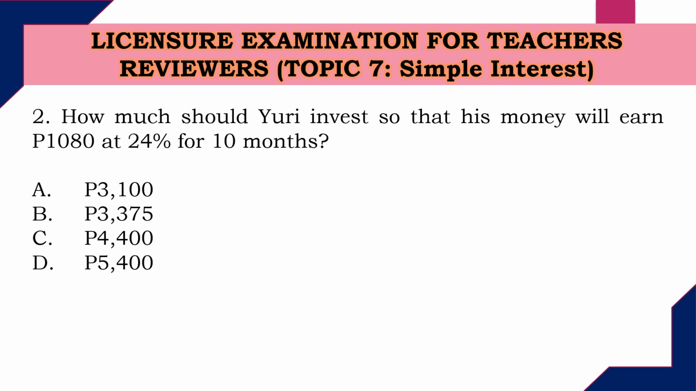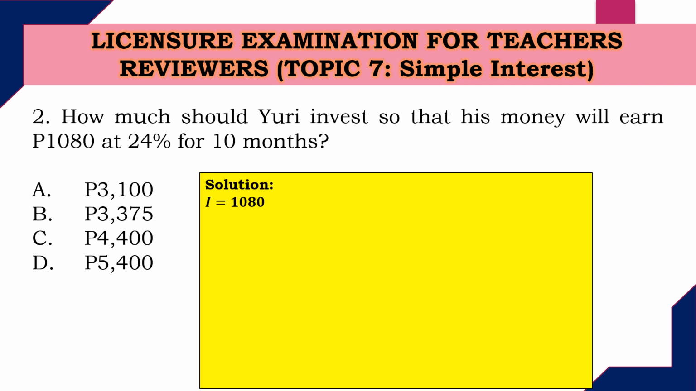Number 2, how much should Yuri invest so that his money will earn 1,080 at 24% for 10 months? Ang hinahanap naman po ngayon ay yung principal. Yung amount na dapat i-deposit ni Yuri para maka-earn siya ng 1,080 at 24% for 10 months. So, the given are, we have the I which is 1,080, that is the interest. We have the rate which is 24% or 0.24.